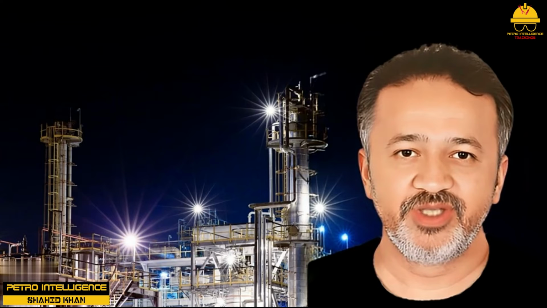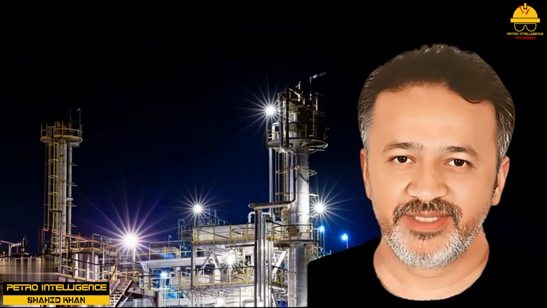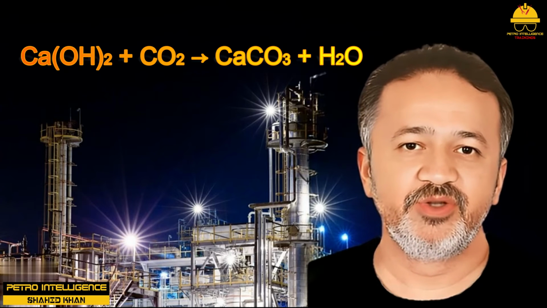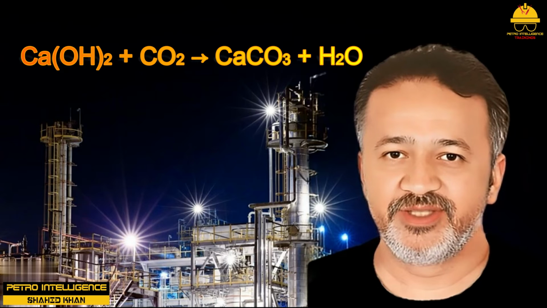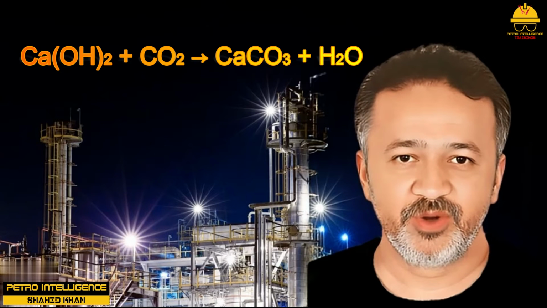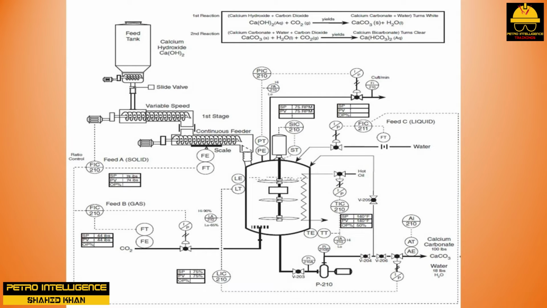A simple reaction used to illustrate the production of calcium carbonate is Ca(OH)2 plus CO2 reacts to give CaCO3 plus H2O. Calcium hydroxide plus carbon dioxide produces calcium carbonate and water. As the CO2 is bubbled up through the calcium hydroxide solution, a reaction occurs that forms an insoluble white precipitate, and the solution turns milky white.